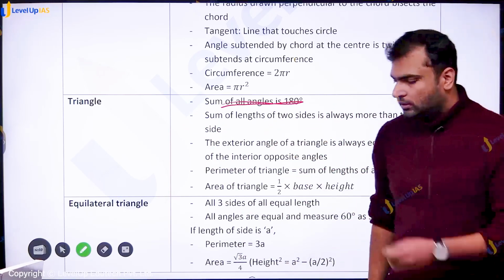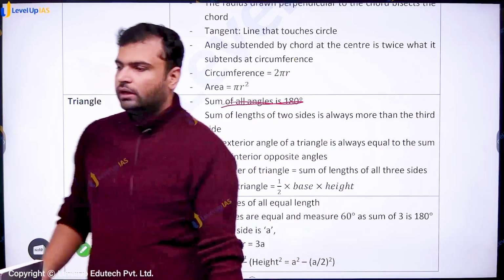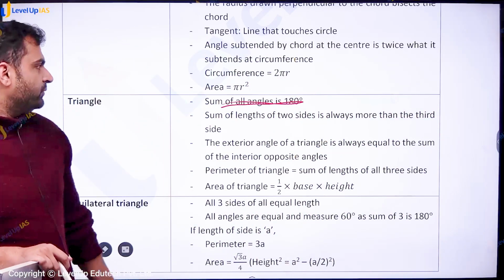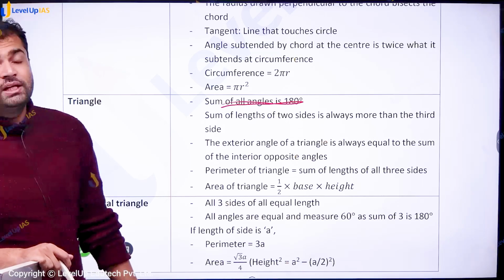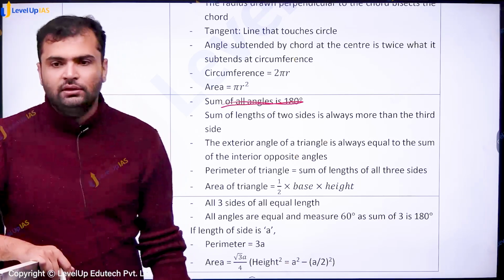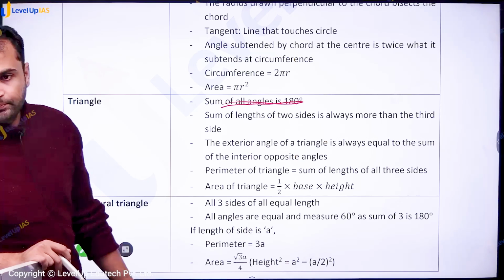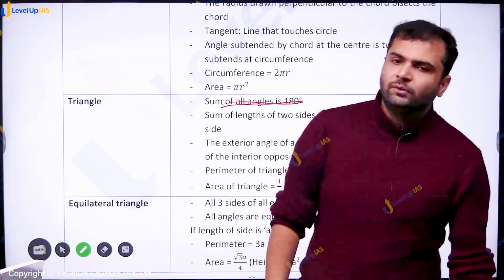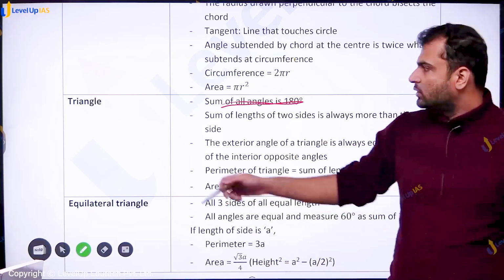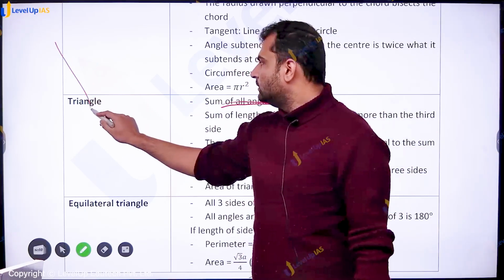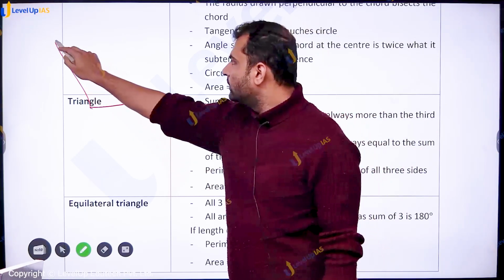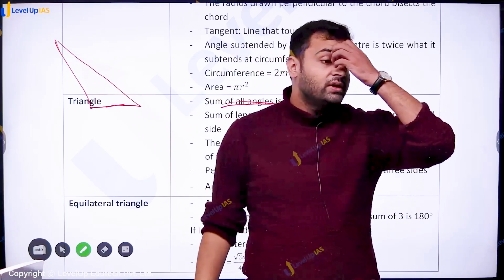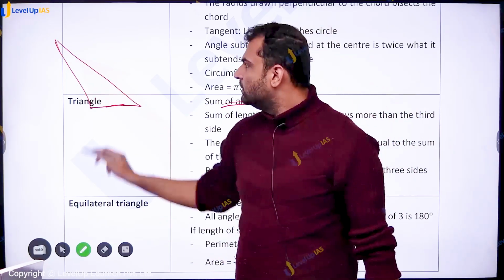Then this fact is called triangle inequality. What does it say? What it says is that sum of lengths of two sides of triangle is always greater than the third side. Sum of lengths of two sides of triangle is always greater than the third side. So I can have any kind of triangle. Let us say this, where one side is bigger than other two. But what we are saying is sum of this and this is always greater than this.